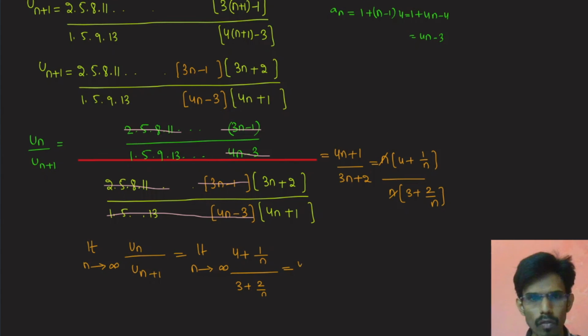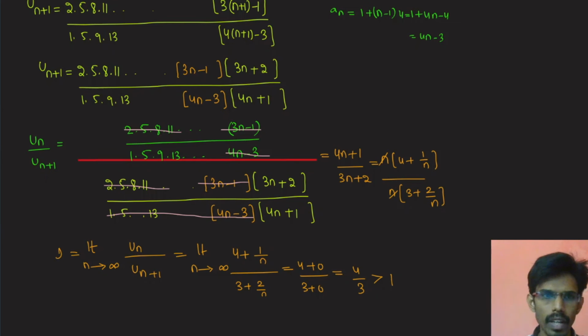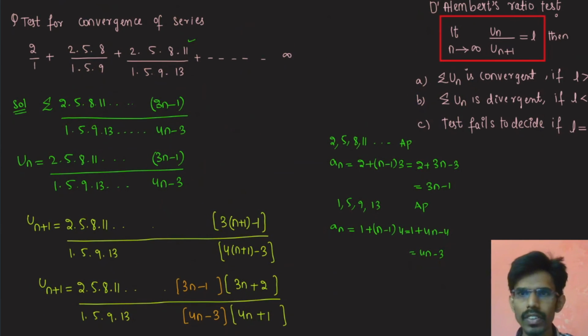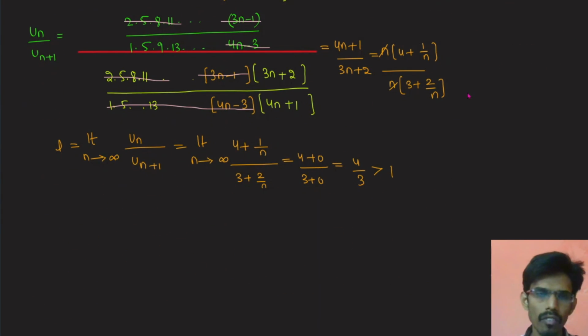So this will become 4 plus 0 by 3 plus 0, as 1 by n tends to 0. So we have 4 by 3. 4 by 3 is greater than 1. So when this ratio L is greater than 1, the series is convergent. So we say sigma un is convergent, that is, the given series is convergent.